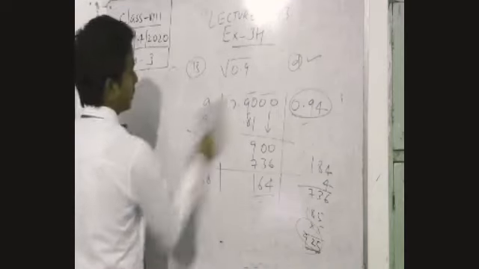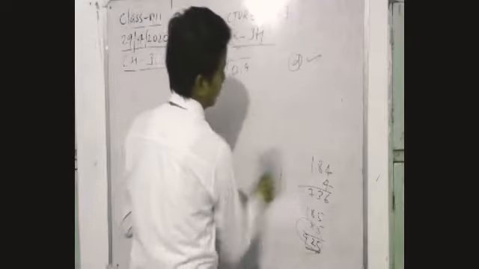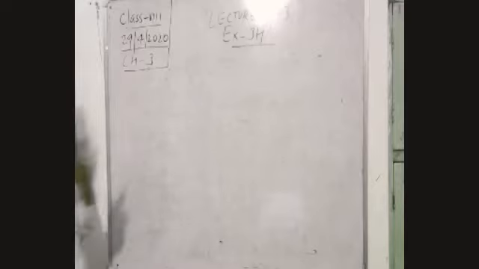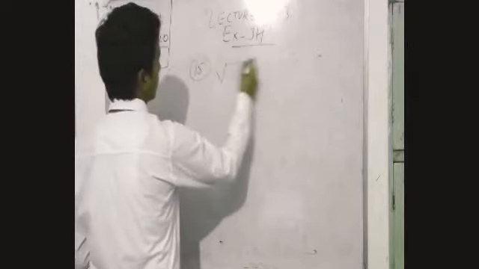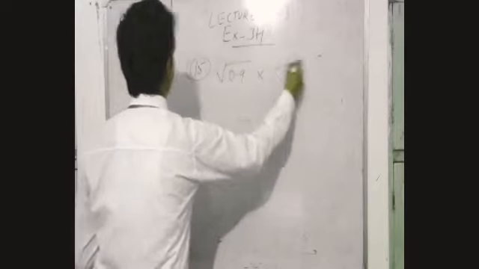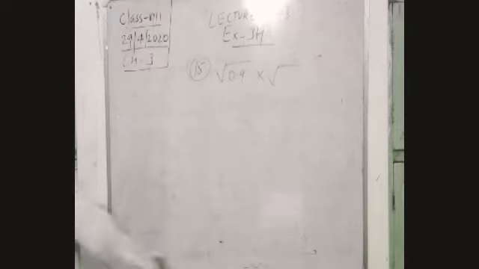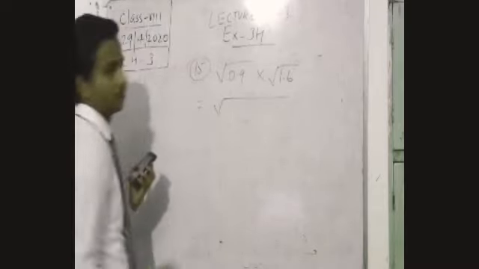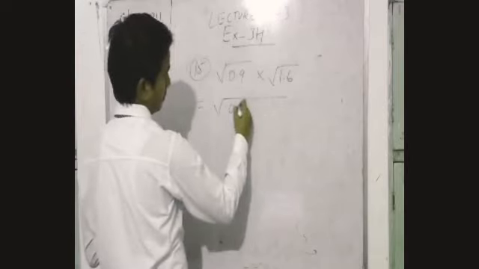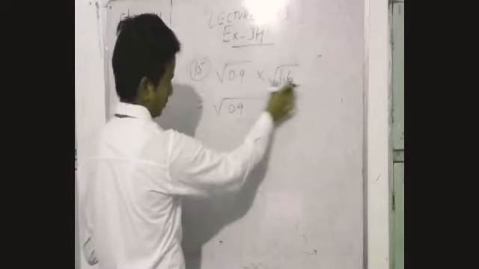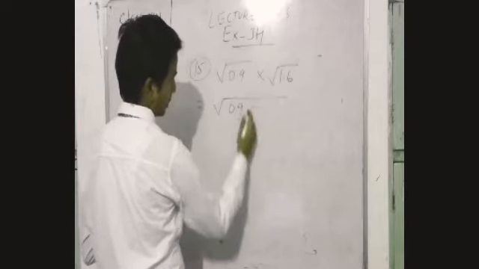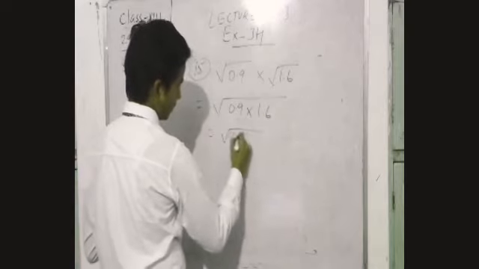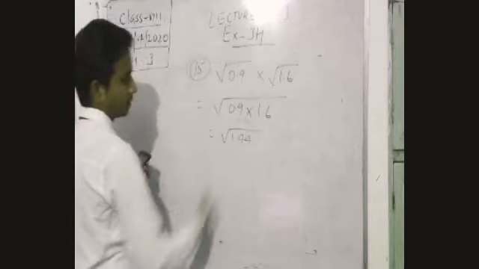Now let's see question number 15. 0.9 into 1.6. I have told you the rule. How will we solve it? You can put the decimal numbers together: 0.9 into 1.6. What will you get? 1.44. And you can find the square root of this.